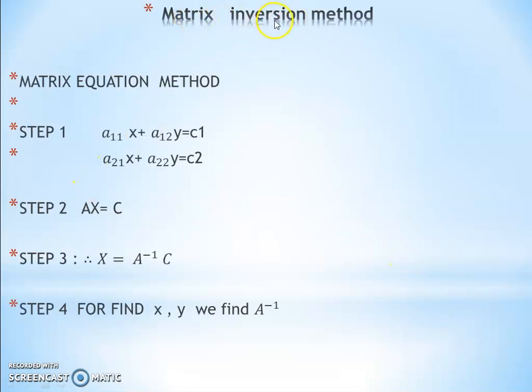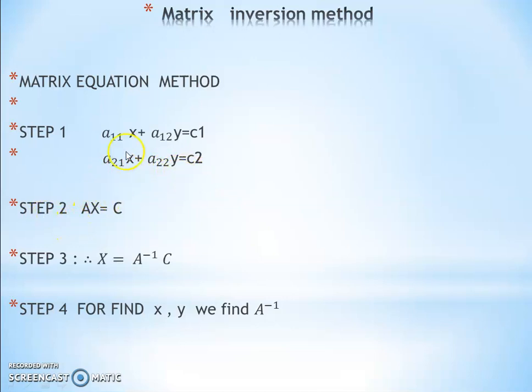The matrix inversion method is defined by the matrix equation method. Step number 1: it is also called the inversion or equation method; both mean the same. How is it possible? Our system of equations is in the form a11x plus a12y is equal to c1, and a21x plus a22y is equal to c2.